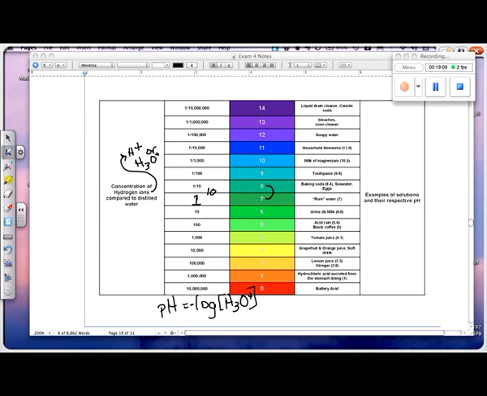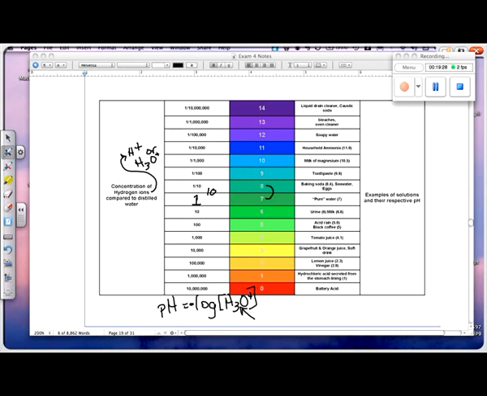Now, when you take small concentrations that are less than 1 and you take the log of it, you get a negative number, so that is why this negative is here. So essentially what I do is I plug in my H3O plus, take the log of it, and ignore the negative that I see there. All right, getting back to this idea of a log-based scale.